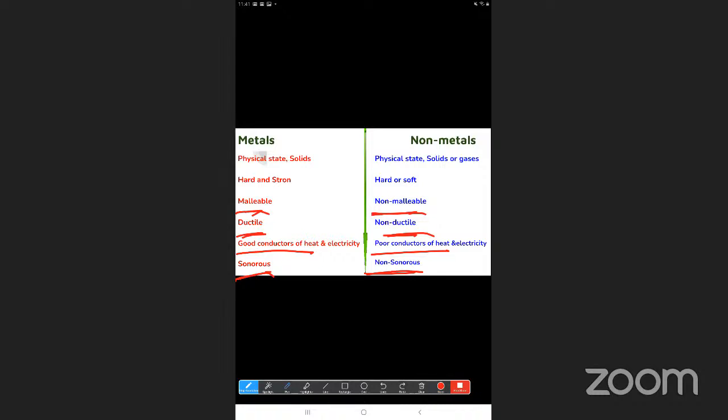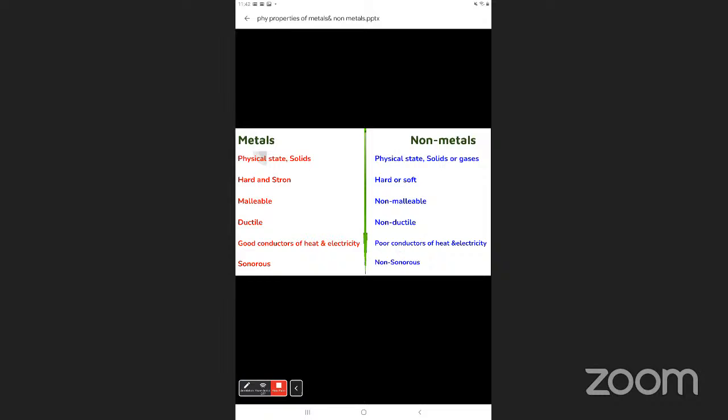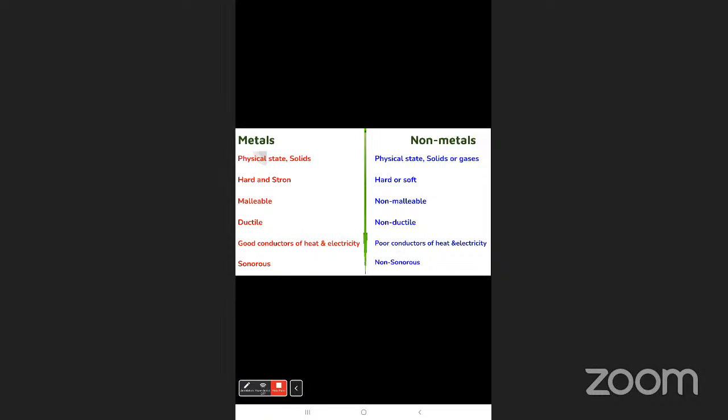So these are the physical properties of metals and non-metals. These are just the physical properties. Very important. Note down all these points, students. Right. Now we are going to see the chemical properties of metals and non-metals.